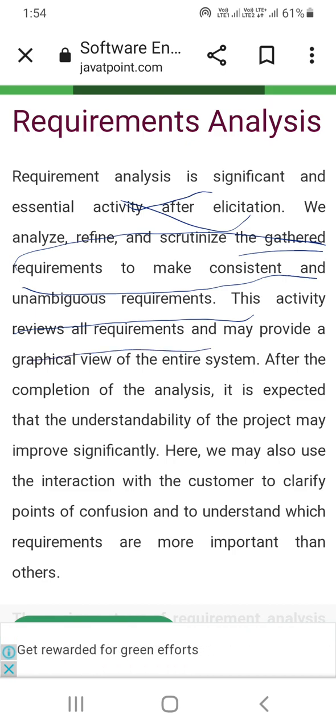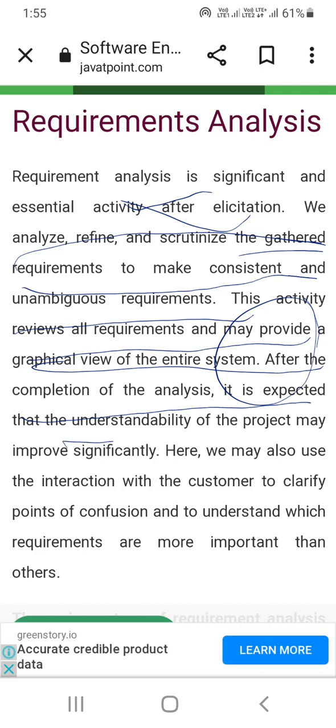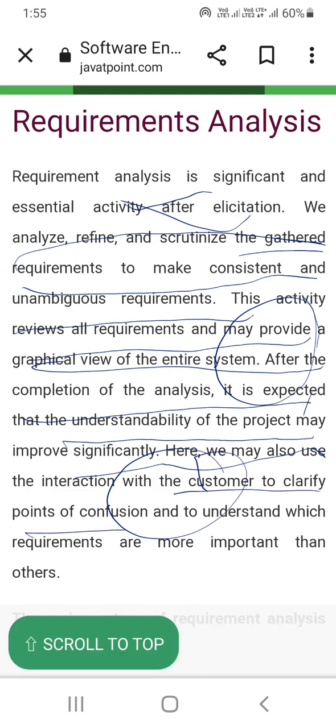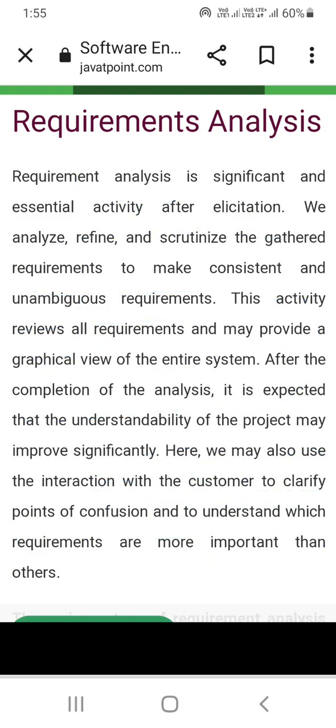This activity reviews all the requirements and provides a graphical view of the entire system. After the completion of the analysis, it is expected that the understandability of the project may improve significantly. However, we may also use interaction with the customer to clarify points and confusion and understand which requirements are more important than the others. So requirement analysis helps us to understand which requirement is more important and which is less important for the customer.